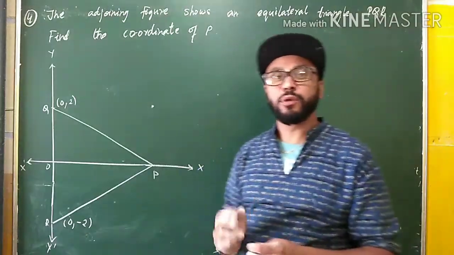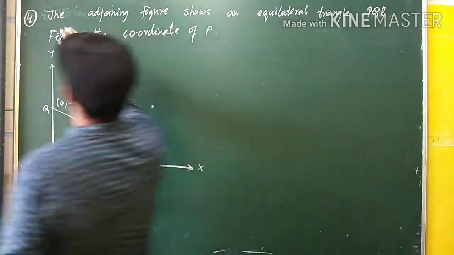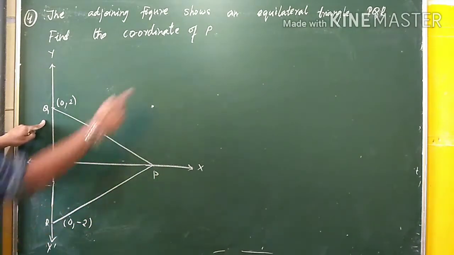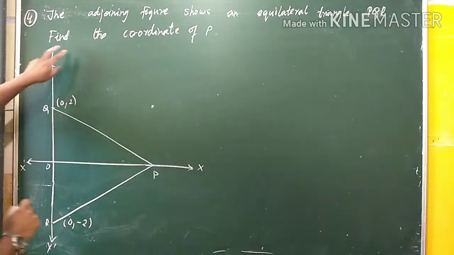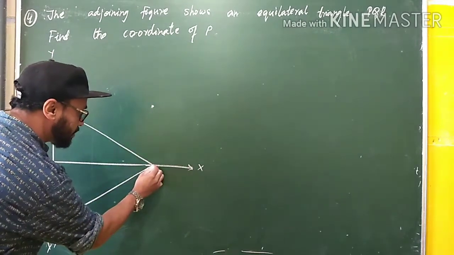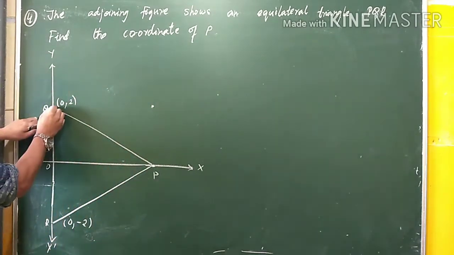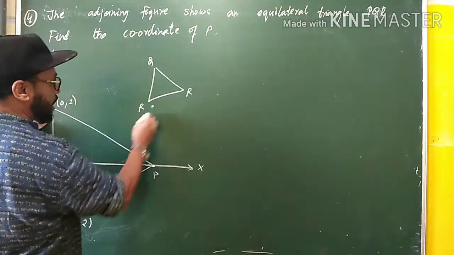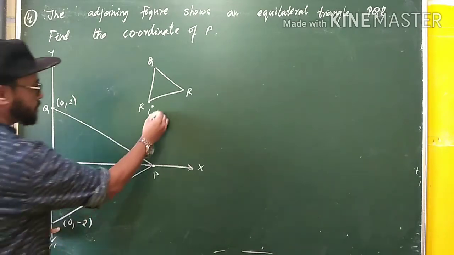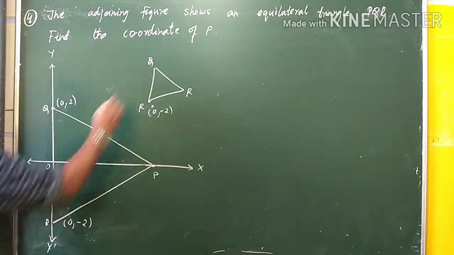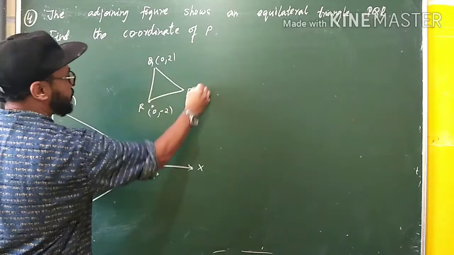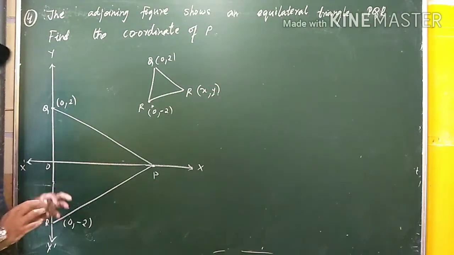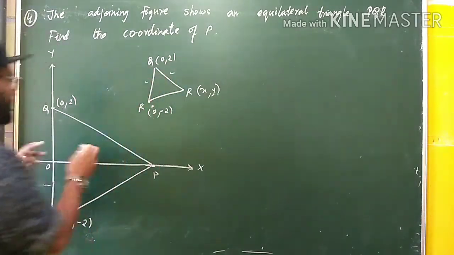Now let's take another example which will give you a clear idea. The adjoining figure shows an equilateral triangle. Now here also PQR is an equilateral triangle. Find the coordinate of it. Now we have to find the coordinate of this one. Now PQR is an equilateral triangle. Now the coordinate of R is given, which is (0, -2). Coordinate of Q is given, which is (0, 2). Now we have to find the coordinate of this one, which is x and y. Now since it is an equilateral triangle, all sides are equal. Let's try to find it.